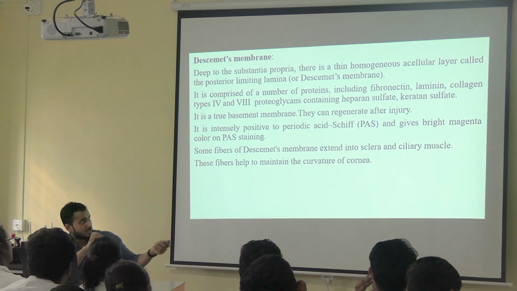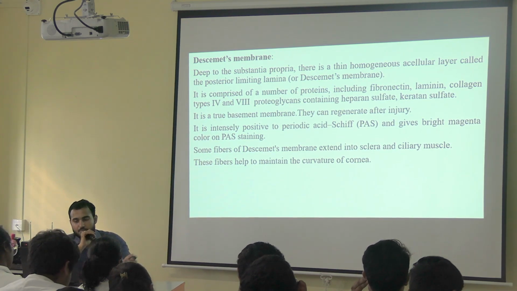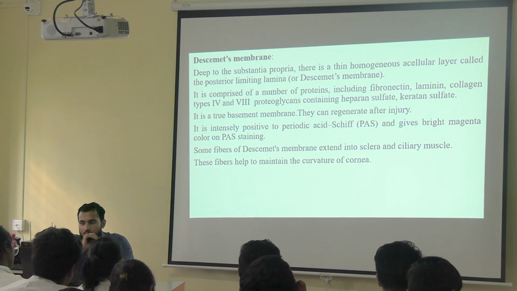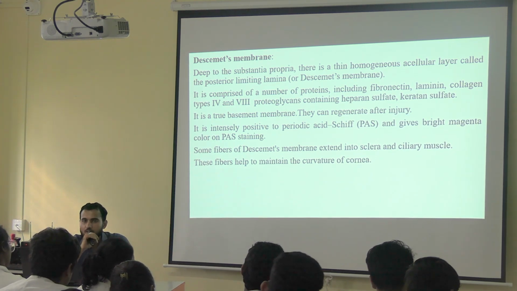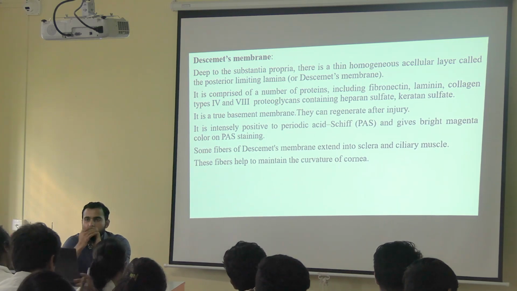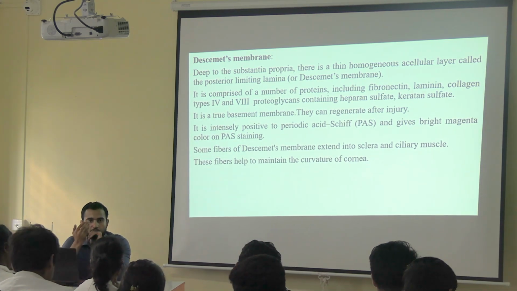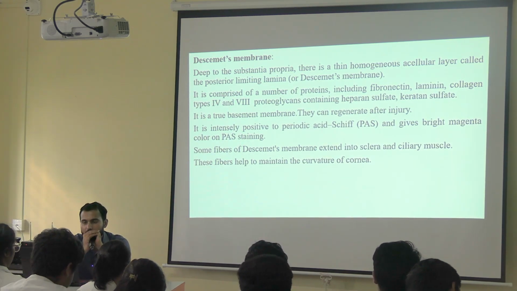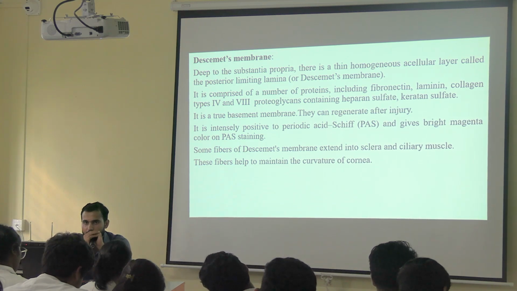And under PAS stain, it appears bright magenta. Okay. Now, this particular Descemet's membrane helps to maintain the curvature of the cornea. Okay.